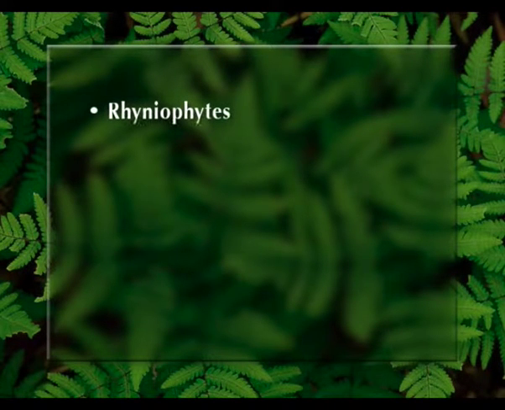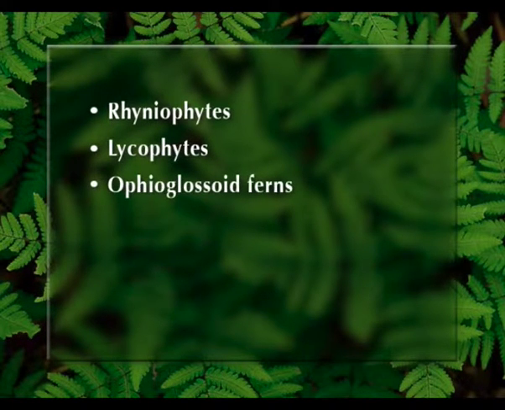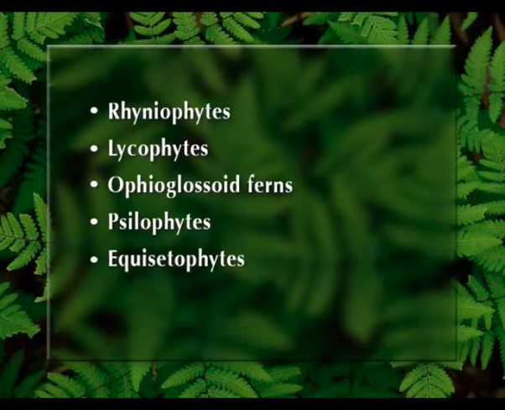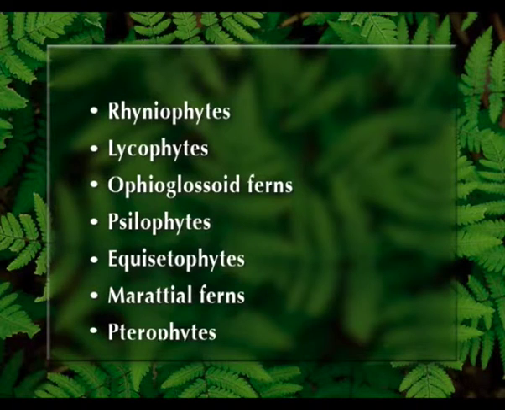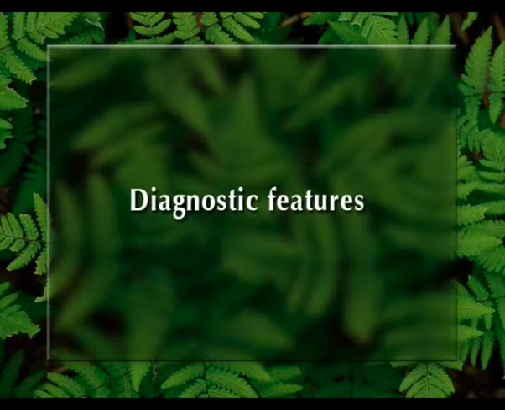in the class pteridophytes. These are number 1, Rhyniophytes, number 2, Lycophytes, 3rd, Ophioglossid ferns, 4th, Psilophytes, 5th, Equisetophytes, 6th, Marattioid ferns, and the last, the 7th, Pteridophytes. Now let us discuss the diagnostic features of these 7 different groups one by one.